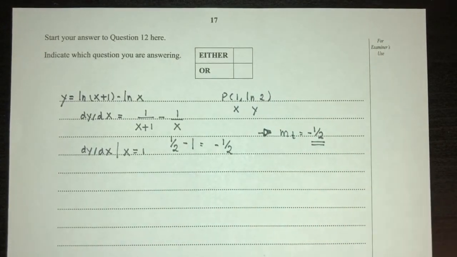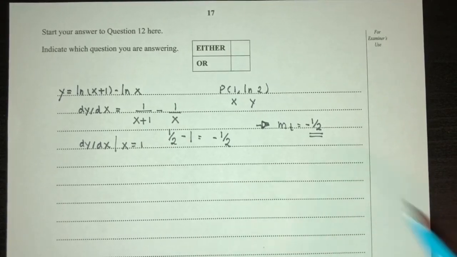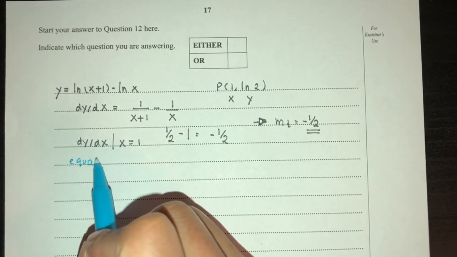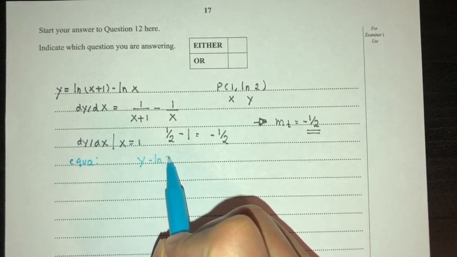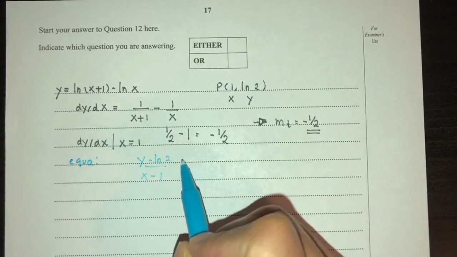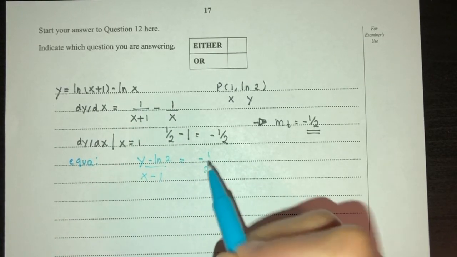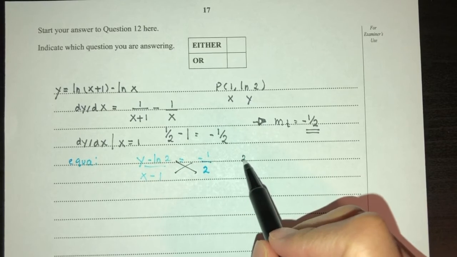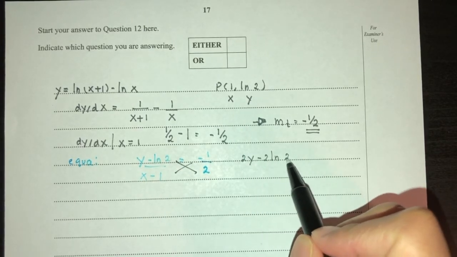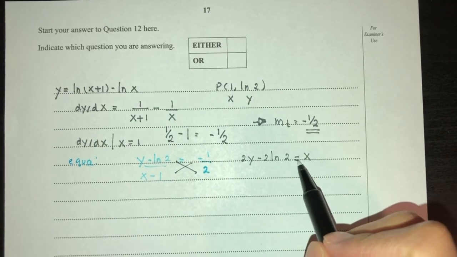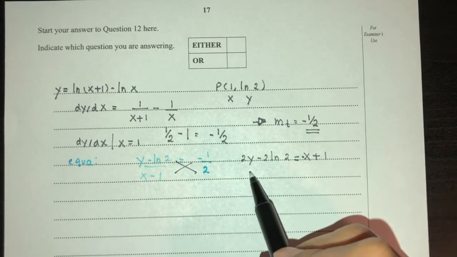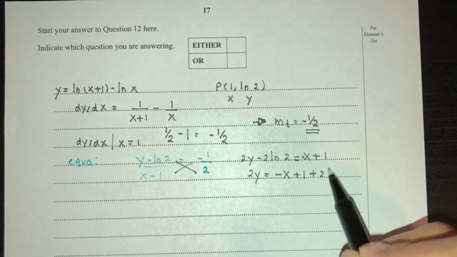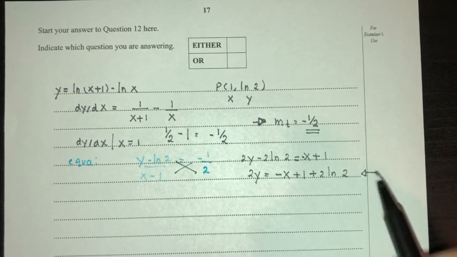That's the first thing we know. But now we have to find the equation of the tangent. We know the passing point, we know the gradient, so we can find the equation. So the equation will be (y minus ln 2) over (x minus 1) equals minus half. Now we have to cross multiply. You have 2y minus 2 ln 2 equal to minus x plus 1. So 2y equals minus x plus 1 plus 2 ln 2. So this is your equation of the tangent. Okay?